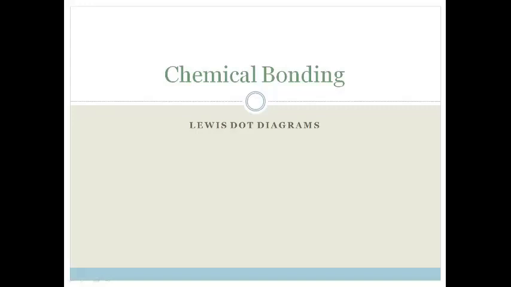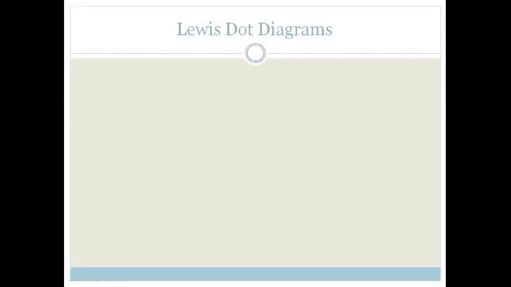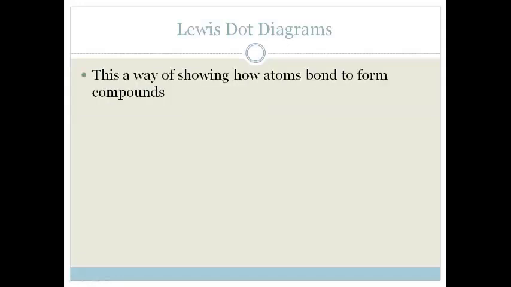Good day. So far we've learned a lot about chemical bonding. Now we need to look at how we are going to represent our bonds. The first way that we're going to learn about are Lewis dot diagrams. This is a way to show how the atoms bond to form compounds. So it gives us an idea of what angles the atoms bond at and how they share their electrons.